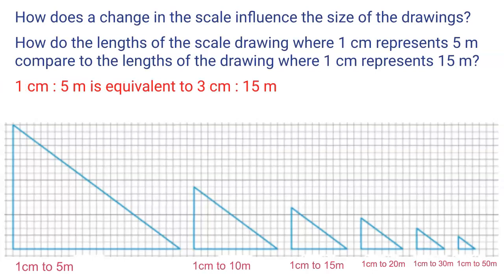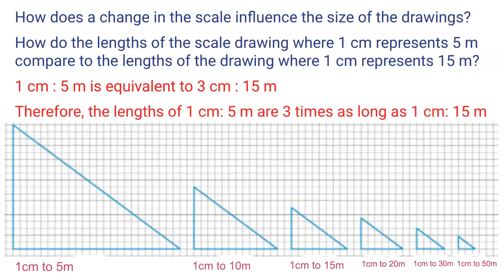So, because 1 centimeter to 5 meters is equivalent to 3 centimeters to 15 meters when you scale each of those numbers by a scale factor of 3, you're going to get that the lengths of this one, the 1 centimeter to 5 meter representation, are 3 times as long as that 1 centimeter to 15 meter representation. And you can check that in the images below.